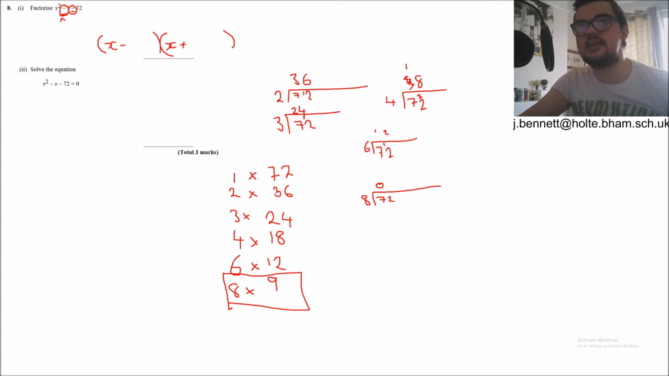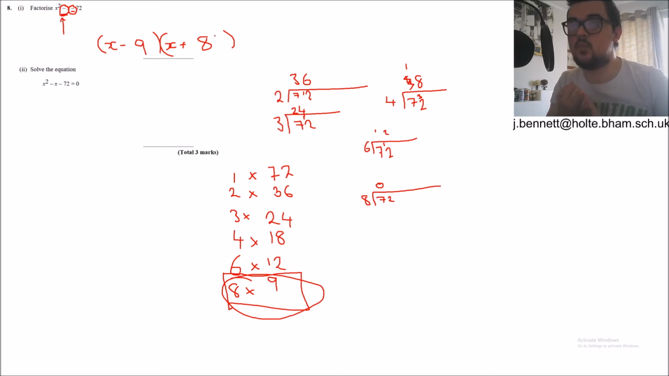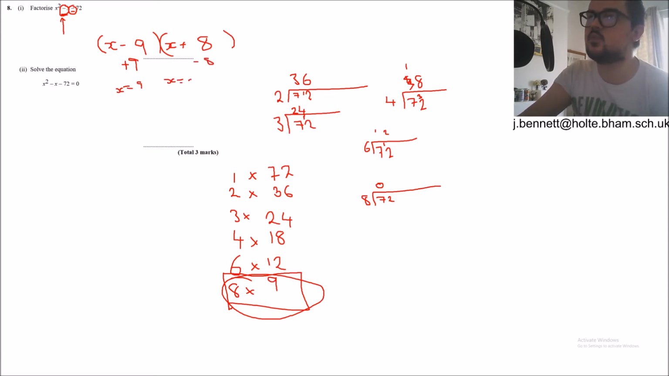Now, because this is negative, we want the numbers that when they add up, they're going to have minus 1. So we're going to put the bigger number of these two numbers as a negative. 8 and 9, the bigger number is 9, we put our 9 as a negative, and our 8 as a positive, because when we do minus 9 plus 8, we get minus 1. So when we solve for this, we add 9 to both sides, we get x equals 9. We take off 8 from both sides, we get x equals negative 8. So our numbers are 9 and minus 8. And there's our answer. Let's go to the next question.